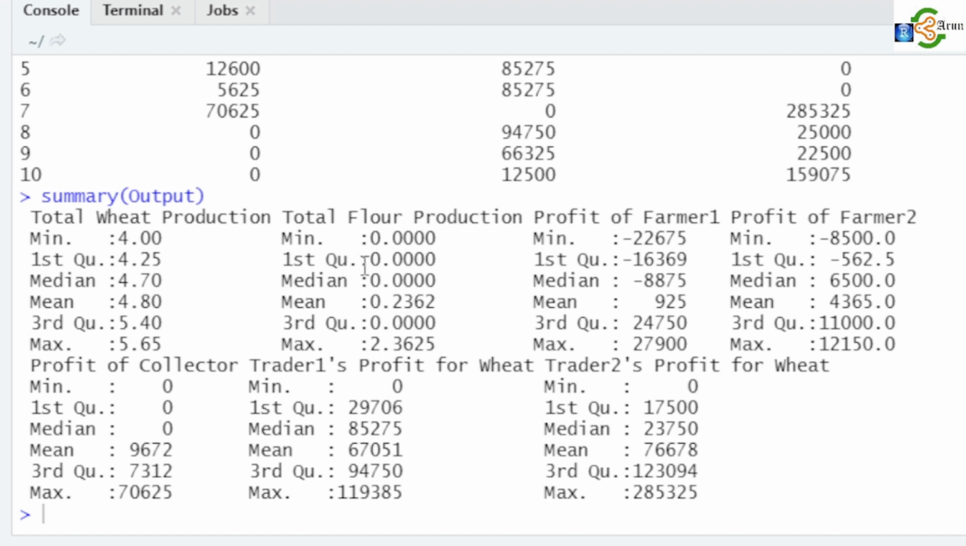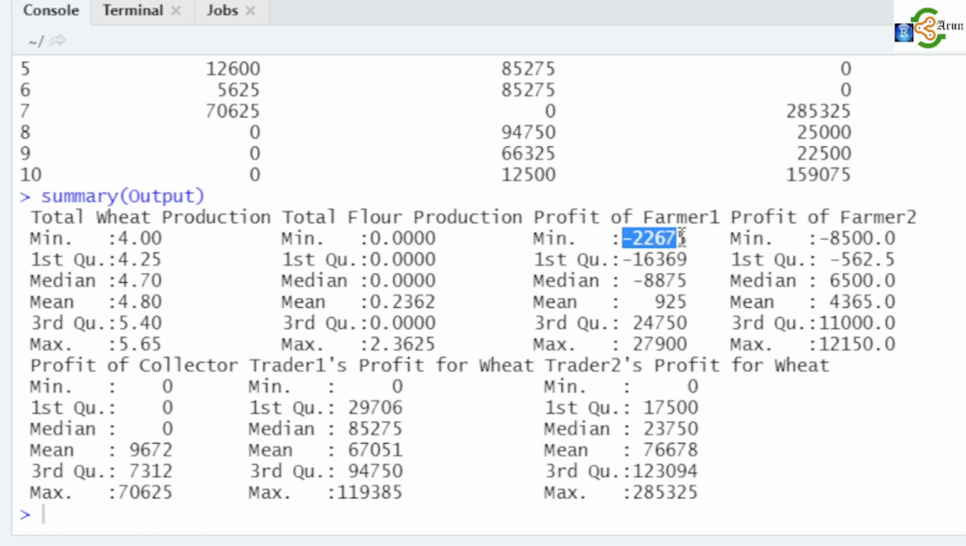Okay, in case of the flour production, it looks like it produced just once. It means in the 10 simulations, just at one time, either farmer 1 or farmer 2 or collectors sold their wheat to the processor. Okay, so the production of the wheat flour is just 2.36 metric ton of flour, and you can see the profit of the farmers.